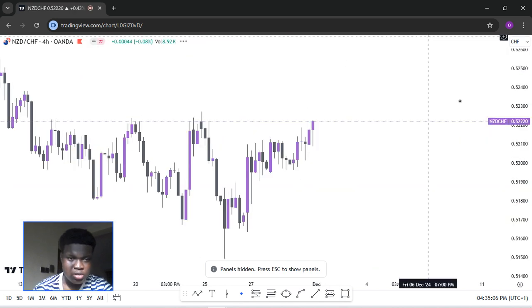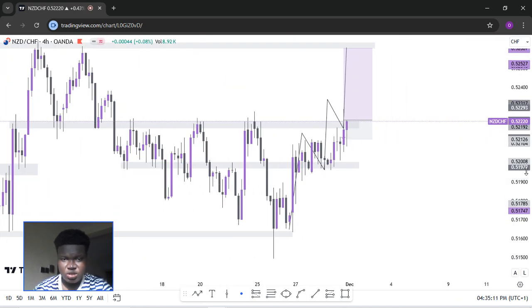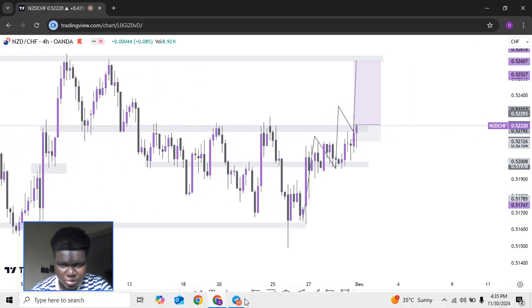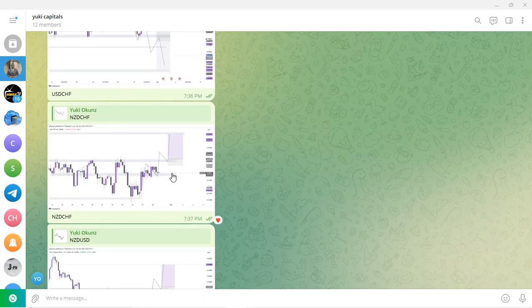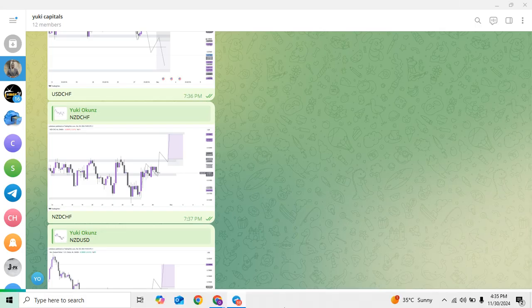What else did we have on our watch list? NZD CHF. NZD CHF is almost playing out, but not quite yet. Let me show you what I had at the beginning of the week. So as you can see for NZD CHF, we're expecting price to give us this retest, break this place and clear the zone properly because price could find resistance there and continue to the downside. So that's why I could have taken this long, but I wanted it to clear this zone. Let me break it down for you on the chart.